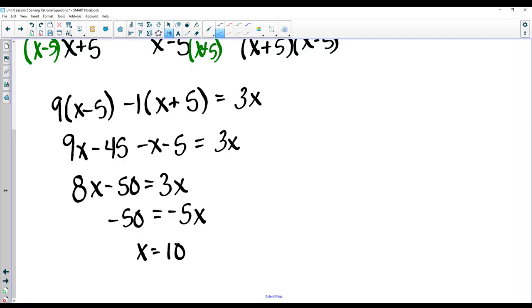So we have positive 10. The only restrictions on our domain were -5 and +5. So that means that x equals 10 is our answer for this problem.